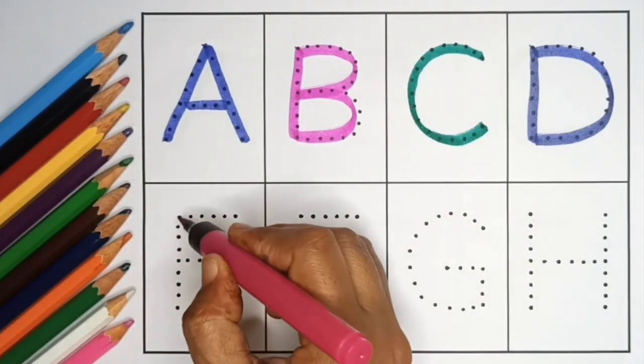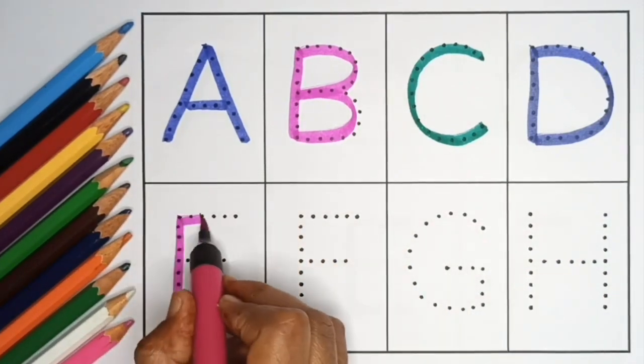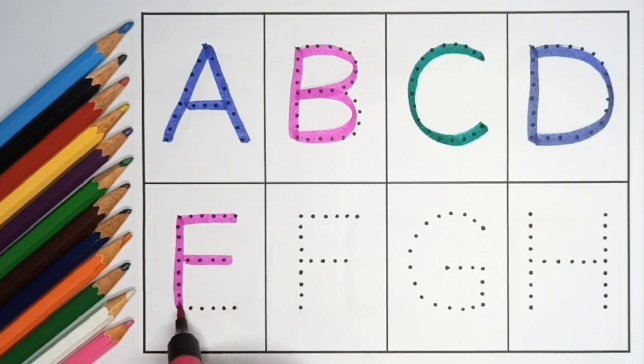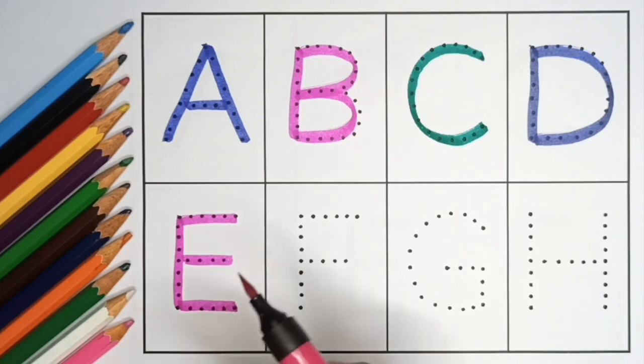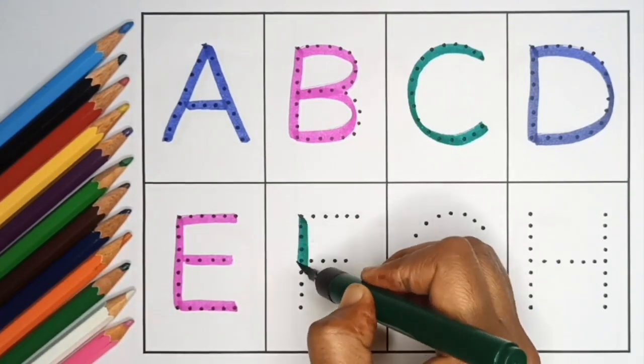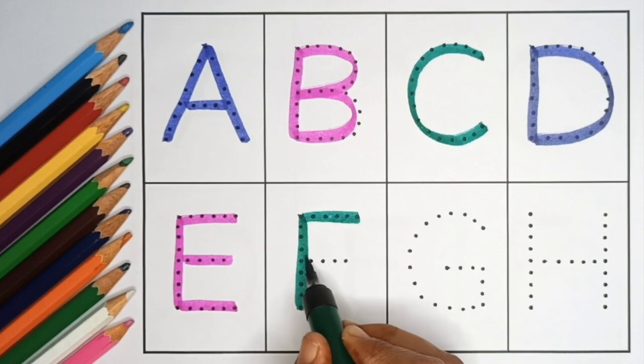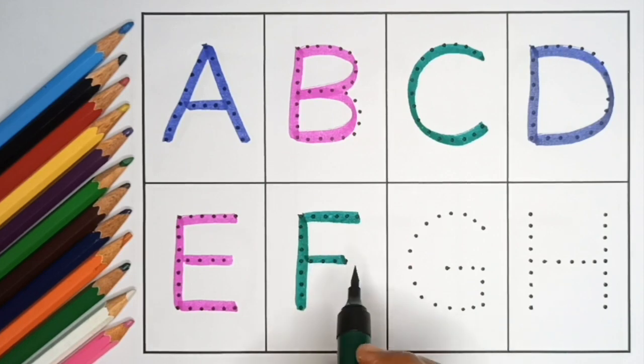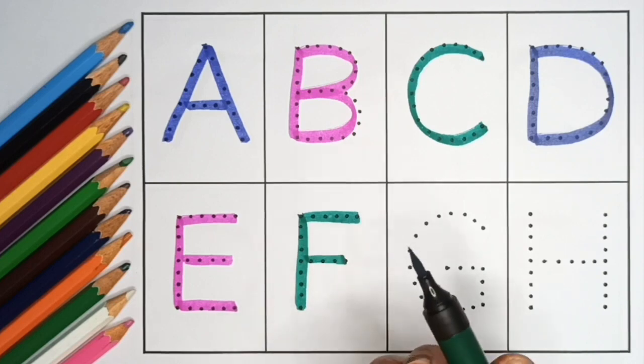Purple color. E. E for elephant. E for elephant. Purple color. E for elephant. Green color. F. F for fish. F for fish. Green color.